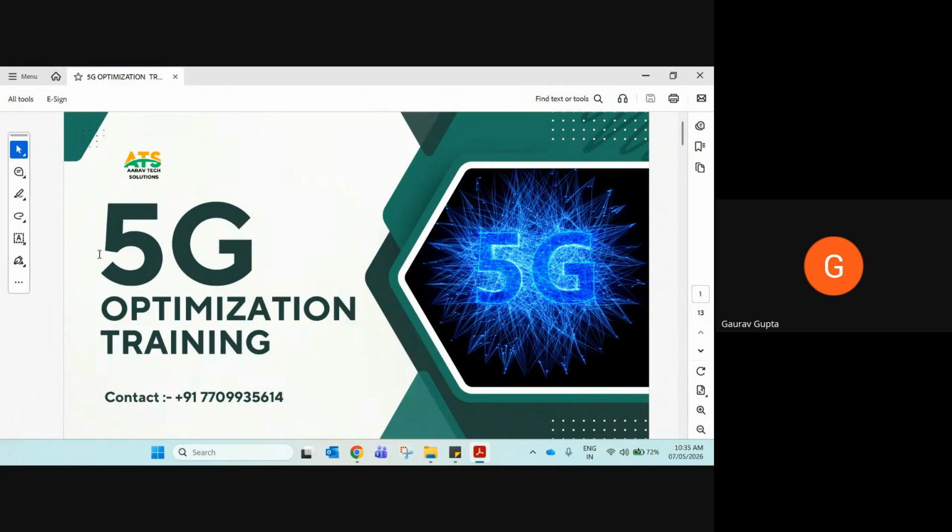So we are not going deep into technicalities. This is just to show an overview. So morning, guys, this is Gaurav Gupta on behalf of RF Tech Solutions. And today I'm here to give you a demo session on the upcoming 5G optimization training module, which will be purely Ericsson system based, right?